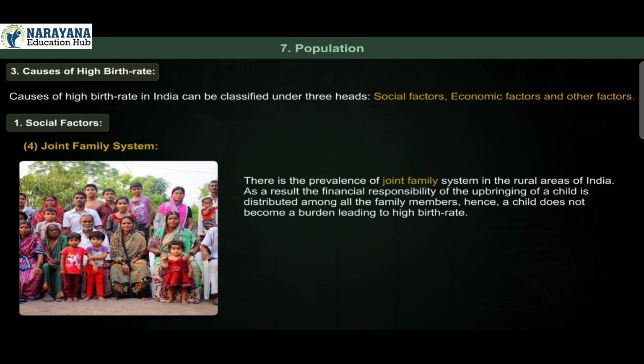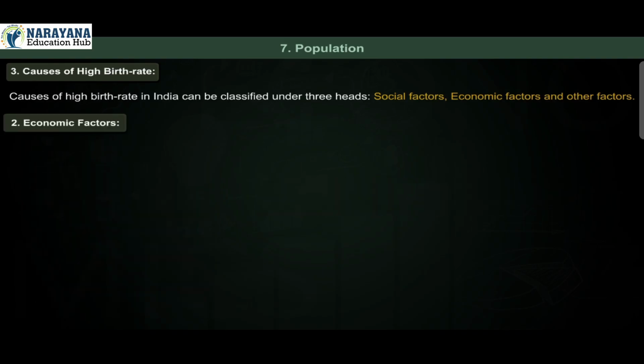Fourth, joint family system. There is the prevalence of joint family system in the rural areas of India. As a result, the financial responsibility of the upbringing of a child is distributed among all the family members. Hence, a child does not become a burden, leading to high birth rate.